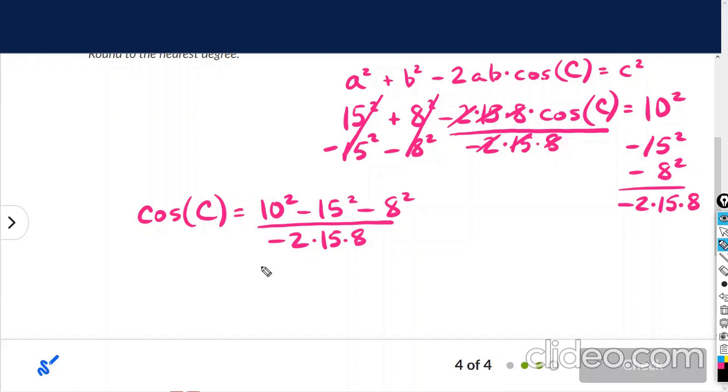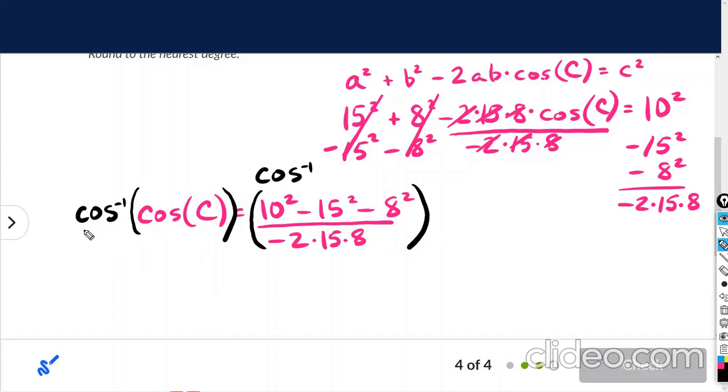And now the final step to get rid of cosine is to take the inverse cosine of both sides. So I want to take the inverse cosine of this right here, and then take the inverse cosine of this whole mess right here. On the left-hand side, the cosine and inverse cosine cancel, and we need the calculator for this part right here.